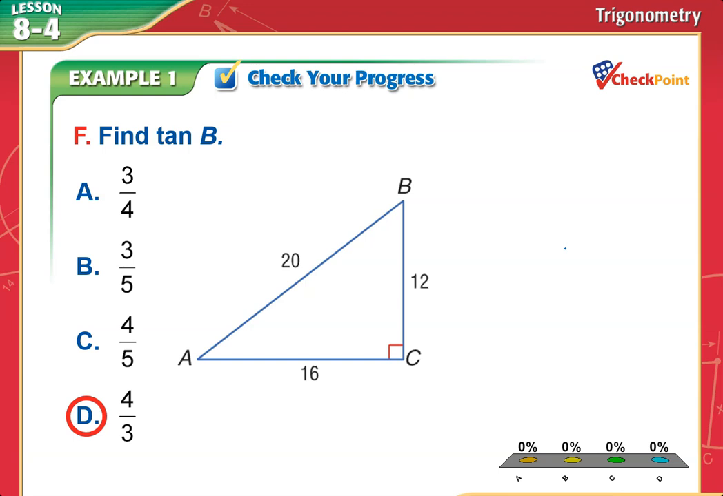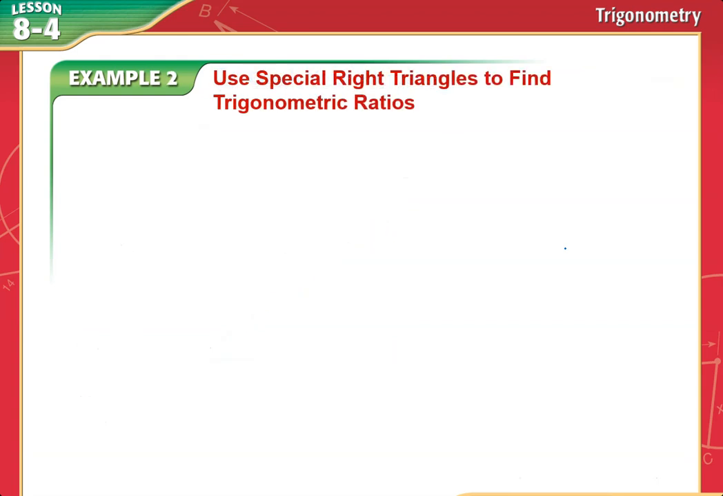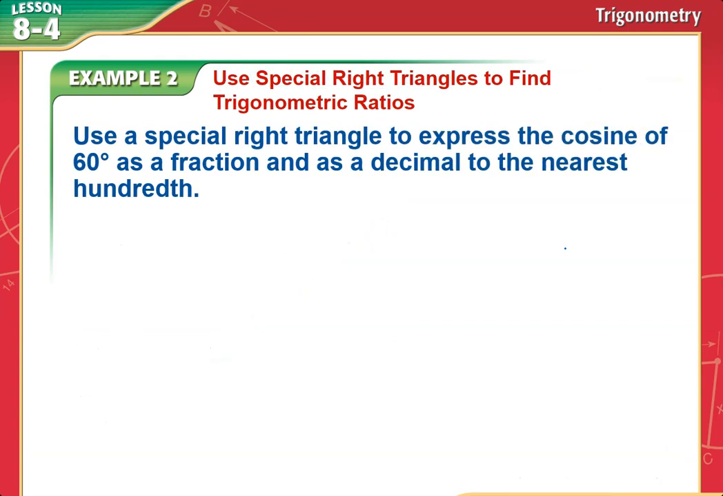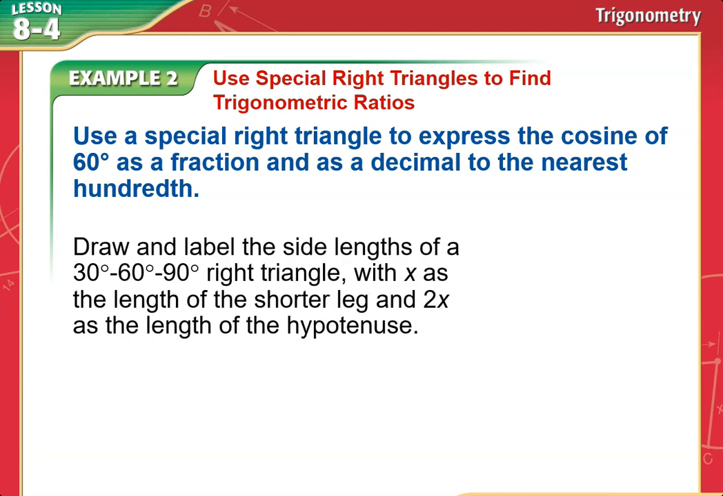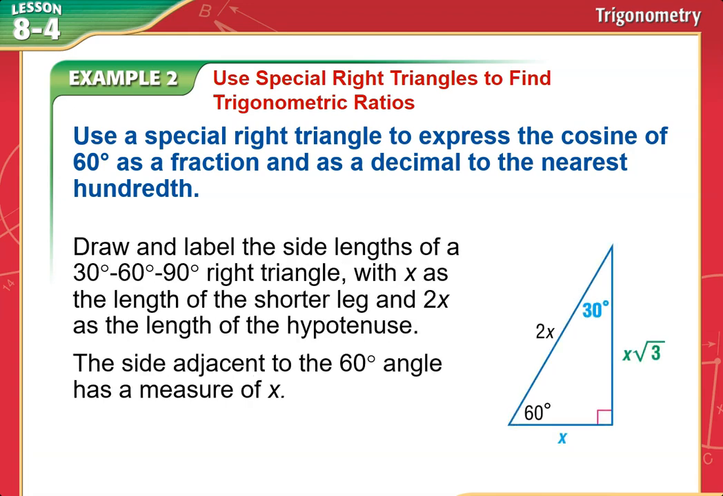All right, so now we're going to use special right triangles to find trigonometric ratios. We're going to use a special right triangle to express the cosine of 60 degrees as a fraction. Remember the 60-degree one in a right triangle. So we can draw and label the side lengths of a 30-60-90 with the x and the 2x as the length of the hypotenuse. And then we also have the x root 3 as my height of it.